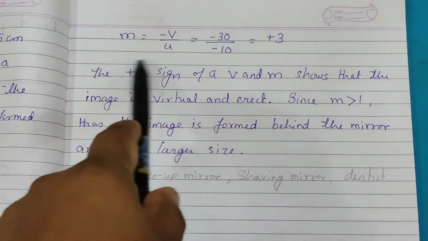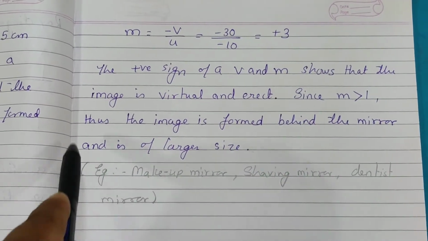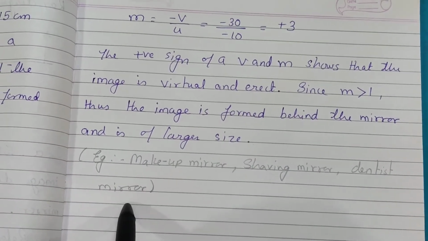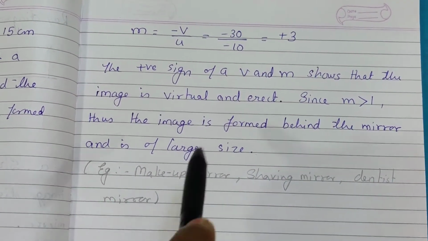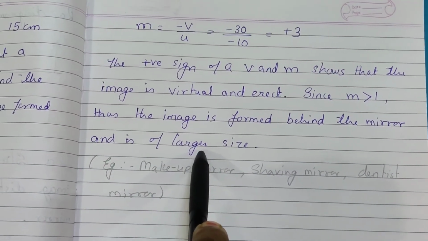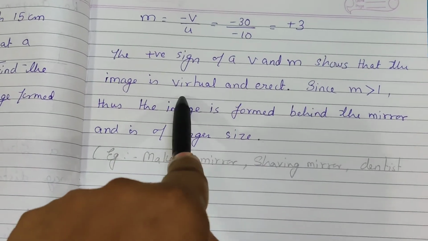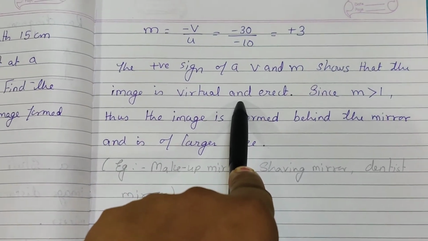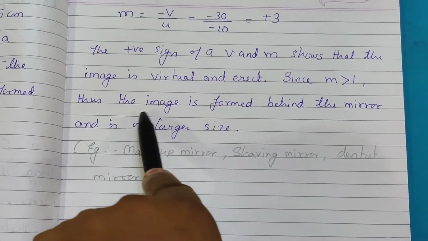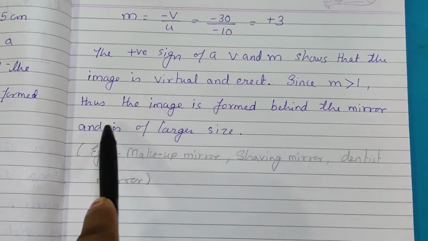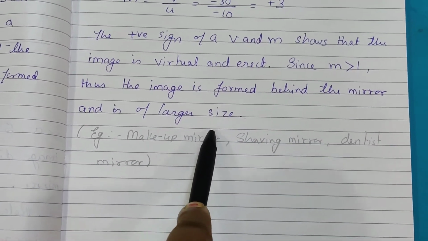This is the nature. You have to write it in every question, whether it has been asked or not. If it has been asked, you will write it. If the question has not asked, then also you have to write it. The nature: first is virtual and erect. Then the image is formed behind the mirror and larger in size.